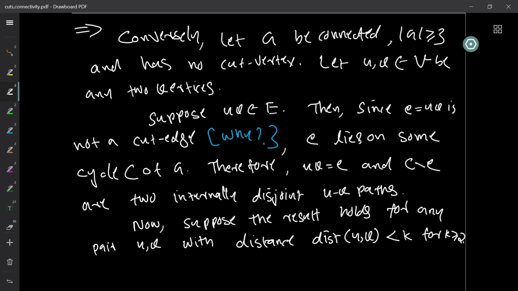So we have the graph G with at least 3 vertices and no cut vertex, and you pick up 2 vertices, let's say u and v. Now, if the distance is 1, as we said before, and since there is no cut edge, we immediately get the result that u and v are part of some cycle. Now, if not, then we assume that the result holds for any pair of vertices where the distance is strictly less than k, for k at least 2.